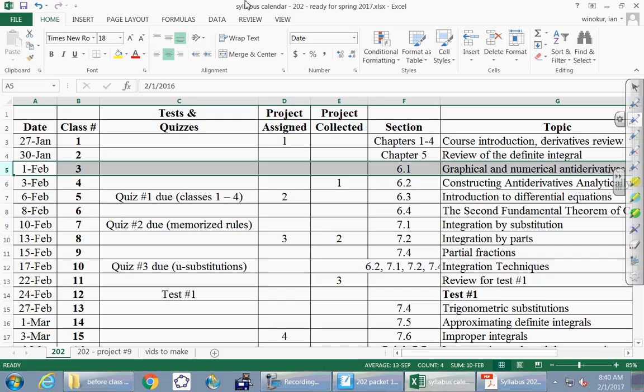Today is the 1st. We are covering graphical and numerical antiderivatives today. I want to point out that our very first project is going to be collected next class. That is this coming Friday. You will hand me the first project. As usual, you are encouraged to work with each other on the math projects and with folks in Math Studio and with me, anybody you want to. But a real good idea to check answers with your neighbors before you turn this in on Friday.